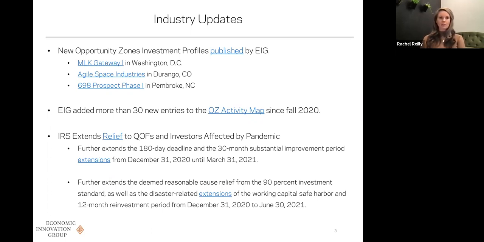And then the third one there is 69 Prospect, and that's phase 1 of a larger planned development. It's adjacent to UNC Pembroke, so in Pembroke, North Carolina. And this is also a CDFI-led opportunity zone investment project. This is where the CDFI made an investment to expand access to higher education. It's a rural college town, and that town is also home to the Native American Lumbee tribe.